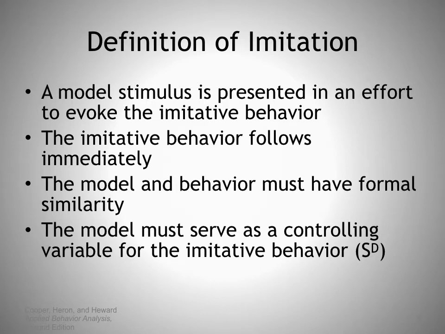Four behavior and environment relations functionally define imitation. 1. Any physical movement may function as a model for imitation. A model is an antecedent stimulus that evokes the imitative behavior. 2. An imitative behavior must immediately follow the presentation of the model, like within 3 to 5 seconds. 3. The model and the behavior must have formal similarity. 4. The model must be the controlling variable for an imitative behavior. So now let's take a look at each of the 4 behavior and environment relations.